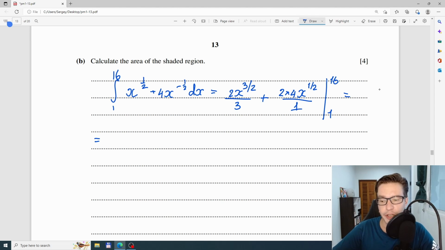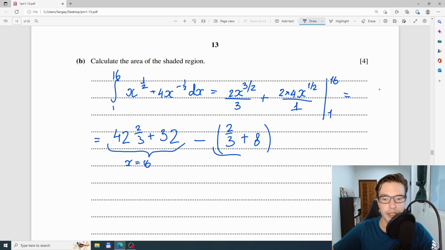Now I'm going to substitute the upper limit, and I will get 42 and 2/3 plus 32. That's when x equals 16, and then take away 2/3 plus 8. That's when x equals 1. So all in all, that gives us 66. Now that's the area under the curve.